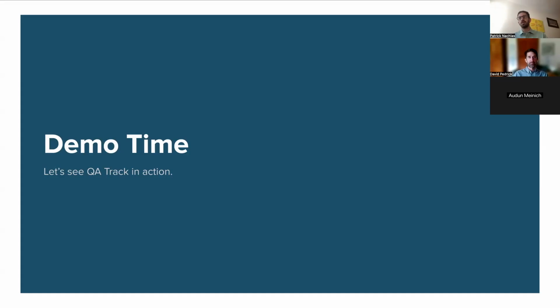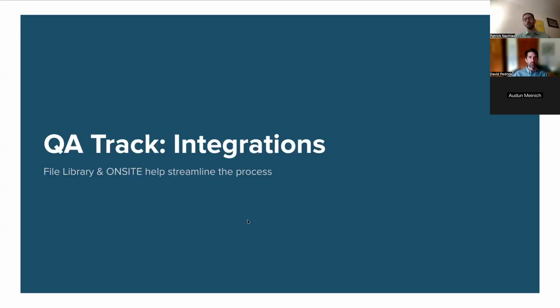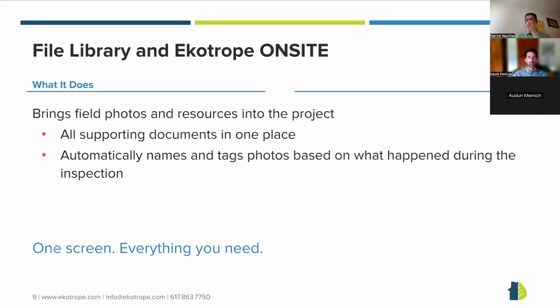So we're now going to go a little into the future. I'm going to look forward a little bit. We're going to talk a little bit about some integrations and some other tools that we think play quite well with QA Track. Specifically, the new file library that everyone now has access to, as well as Onsite, our inspection app. The file library, you can think of it almost like a Dropbox, but in your Ekotrope project.